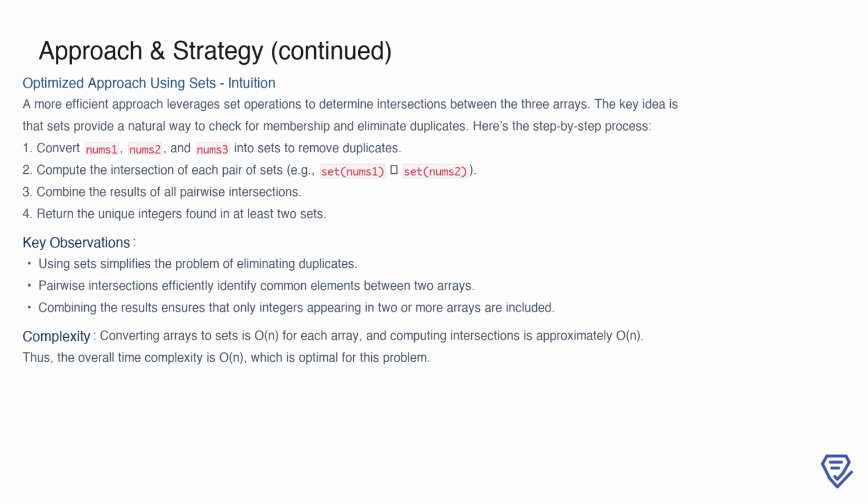Then, we compute pairwise intersections such as finding the common elements between nums1 and nums2, or nums2 and nums3. These pairwise results are combined to ensure we include integers that appear in at least two of the arrays. The beauty of this approach lies in its simplicity and speed. Sets inherently eliminate duplicates, and their intersection operations are highly efficient. Converting arrays to sets is O(n), and computing the intersections adds minimal overhead, leading to an overall time complexity of O(n). This makes it an optimal solution for the problem.